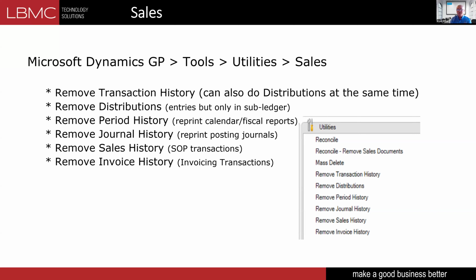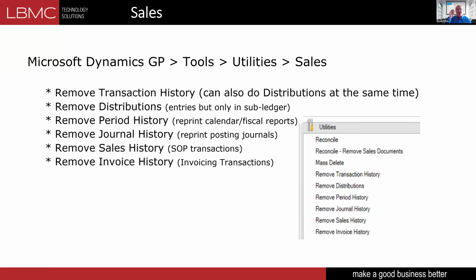Okay, so moving on to sales. Again, this is tools, utilities, sales. Lots of removes here because sales is a busy area. And so we can remove just about everything. The very last one there, remove invoice history. That is the invoicing module.